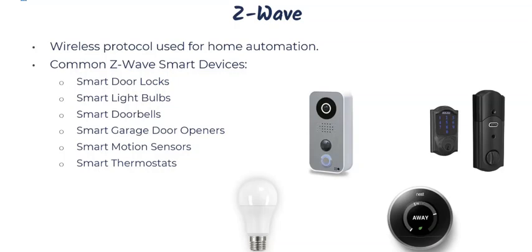Z-Wave is probably an IoT protocol and technology that you're already using if you have some sort of home automation within your house, because, well, this is the most prominent protocol used for home automation. So devices like you see here on the screen, smart doorbells, smart locks, smart thermostats, smart lights, and so forth, anything related to home automation, it's typically going to be utilizing the Z-Wave protocol, which is a wireless protocol. So if you have any of these sort of things within your house, odds are that it's utilizing the Z-Wave protocol.